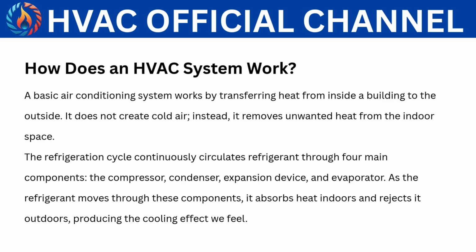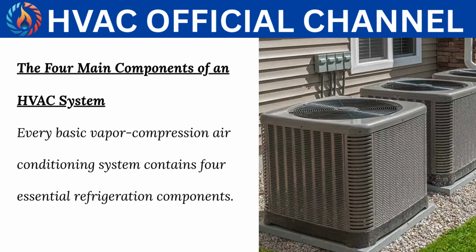How does an HVAC system work? A basic air conditioning system works by transferring heat from inside a building to the outside. It does not create cold air. Instead, it removes unwanted heat from the indoor space. The refrigeration cycle continuously circulates refrigerant through four main components: the compressor, condenser, expansion device, and evaporator. As the refrigerant moves through these components, it absorbs heat indoors and rejects it outdoors, producing the cooling effect we feel.